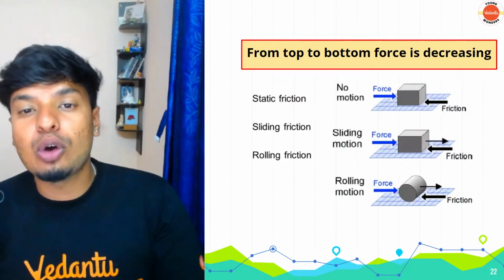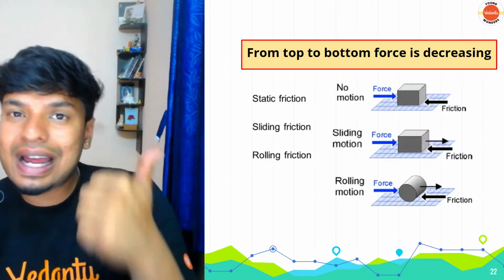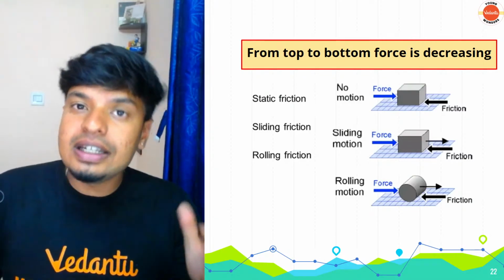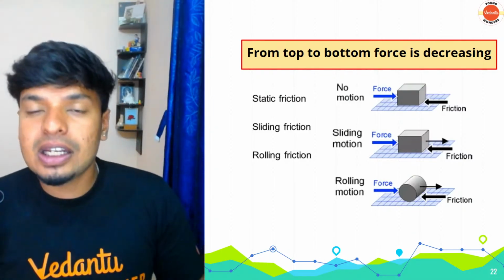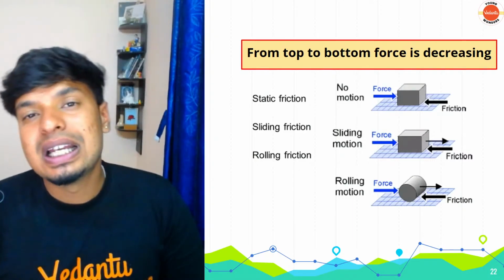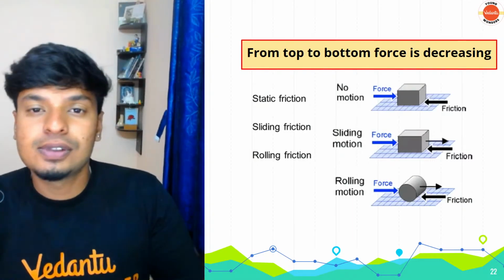In your book, you might also have two types. One is static friction, the other one is kinetic friction. Under kinetic, you will have sliding and rolling. Kinetic means moving, right? So sliding and rolling come under kinetic friction. Static friction stays under static friction.